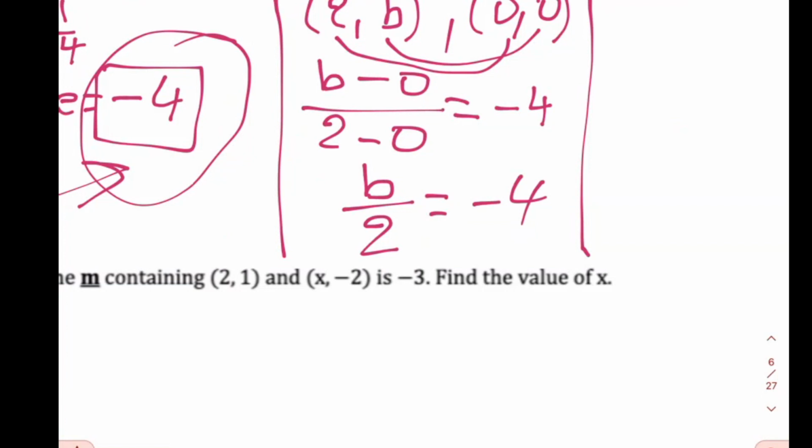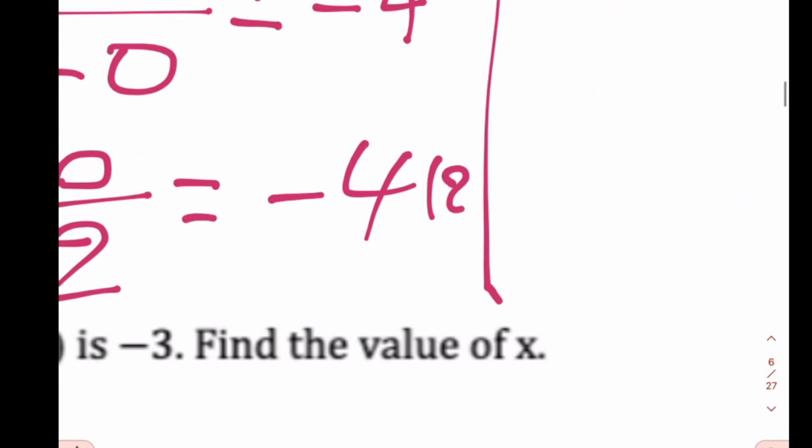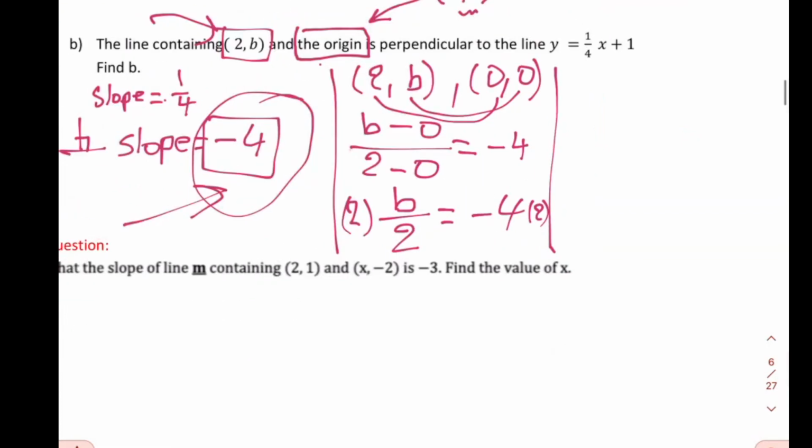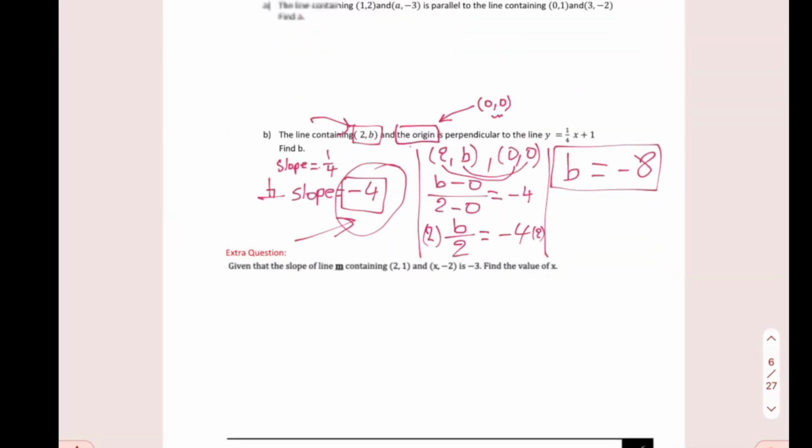This one you don't need to cross multiply, just multiply by 2 on each side. Multiply here by 2 and here by 2. This is very simple. When you multiply by 2, you get b equals negative 8, and you're done. Any questions?